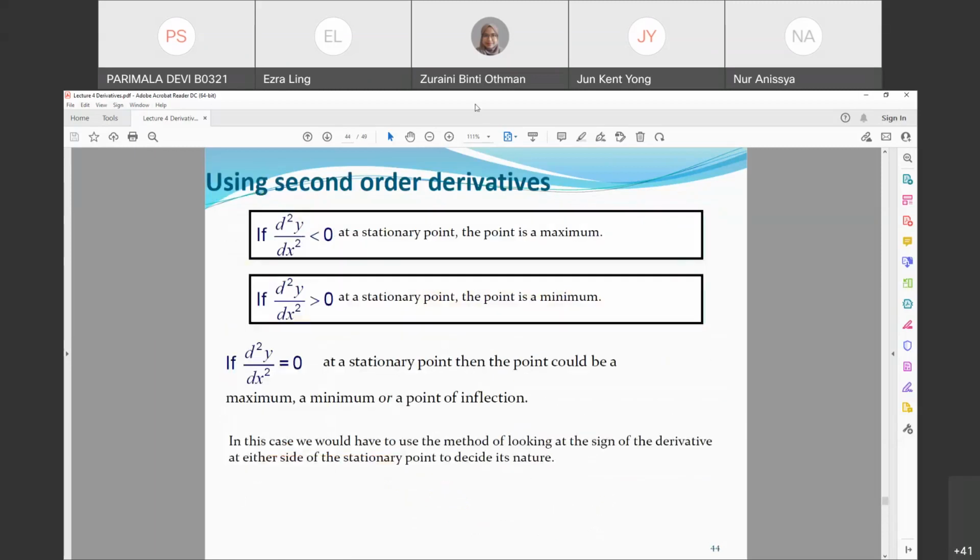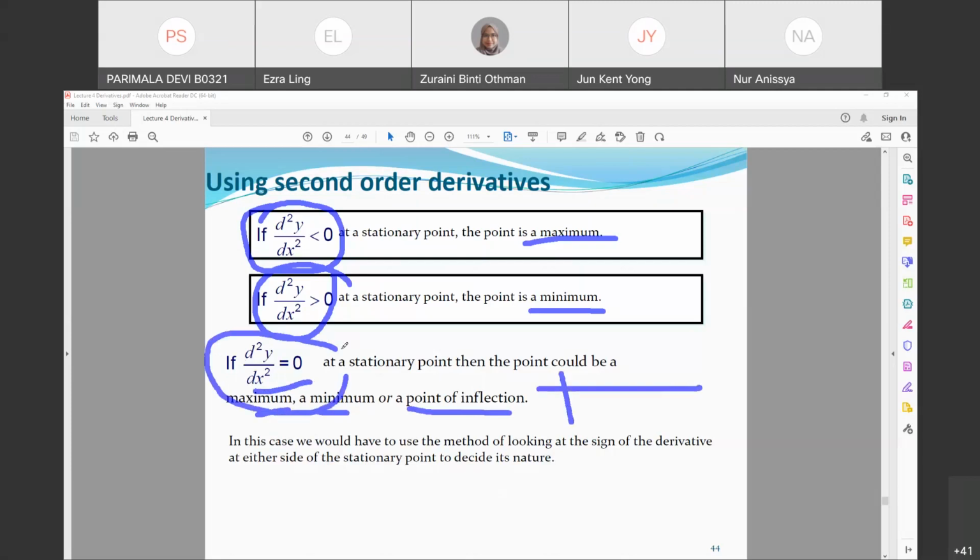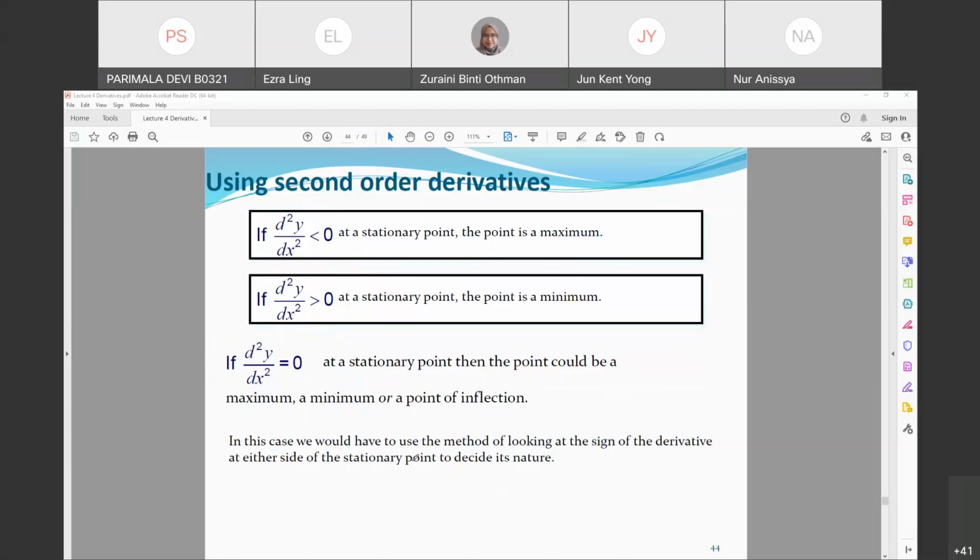Using second derivative yang ni, okay, kita tahu bahawa dia maksimum bila nilai second derivative dia less than 0. And dia ialah minimum bila second derivative dia greater than 0. Dia terbalik. Maksudnya dia terbalik dengan increase decrease tadi tu. And bila dia sama dengan kosong, dia boleh jadi maximum, minimum or point of inflection. Yang ni memang kamu kena guna table bila this kind of case involved. Okay, then how to use it?